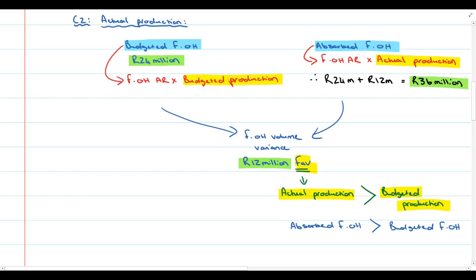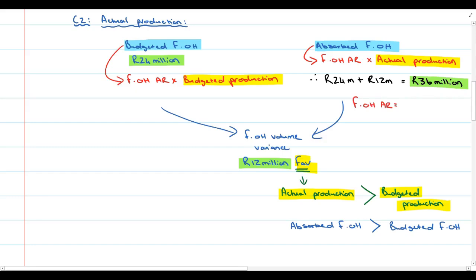So now we know what the absorbed fixed overhead is. If we are able to calculate this fixed overhead allocation rate over here, we'll have the absorbed fixed overhead, we'll have the fixed overhead allocation rate, and we can then work backwards to calculate actual production, which is the whole purpose behind what we are trying to do over here. So, are we able to calculate the fixed overhead allocation rate?